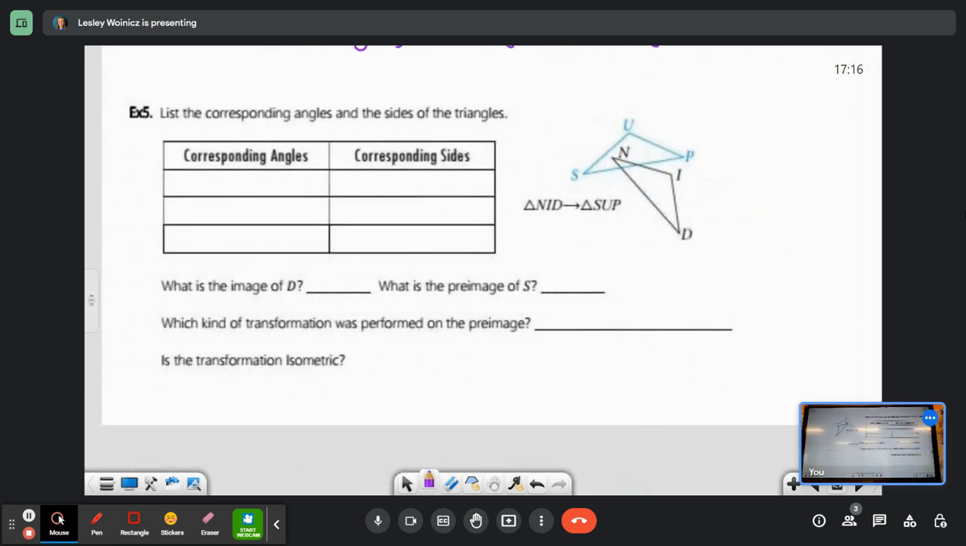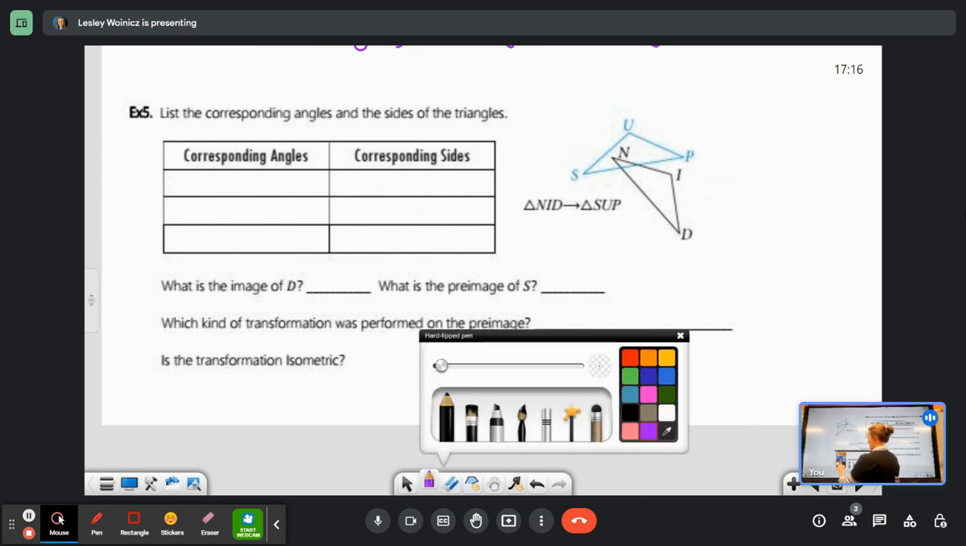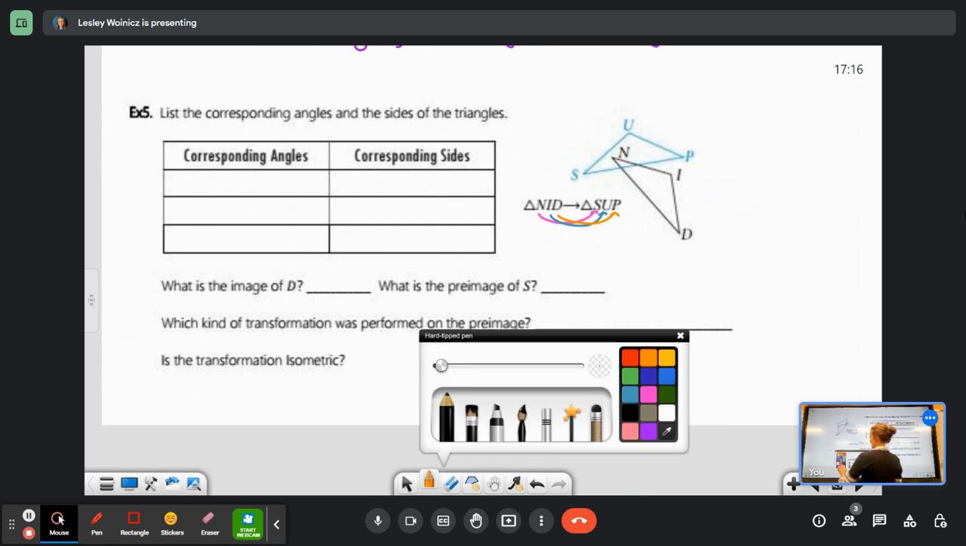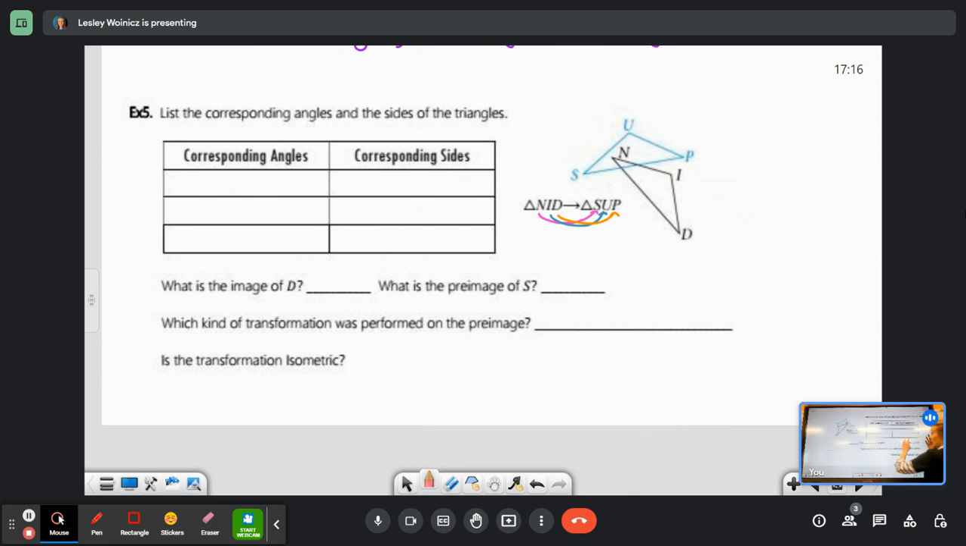Okay, I was getting really tired of saying prime, so I'm very pleased that I don't have to say prime for this example. We can still tell what goes to what by the order. We can see that N goes to S, I goes to U, and D maps to P, okay? That's going to be our guide.